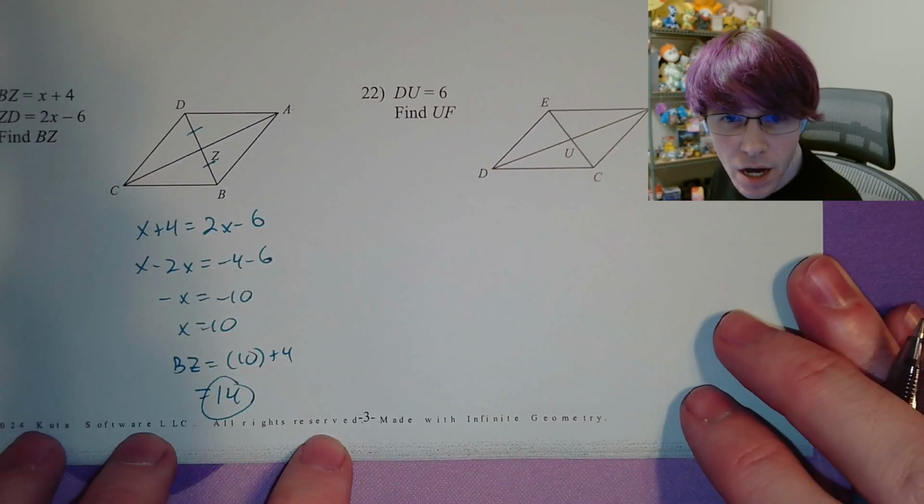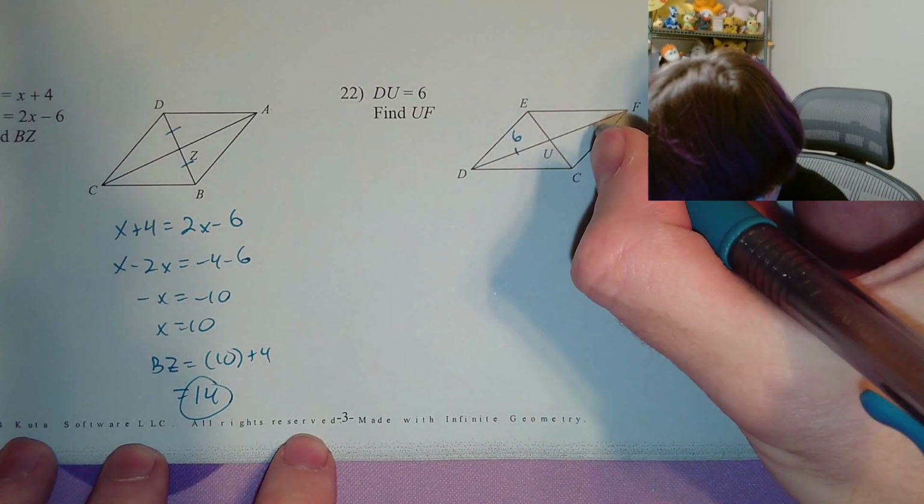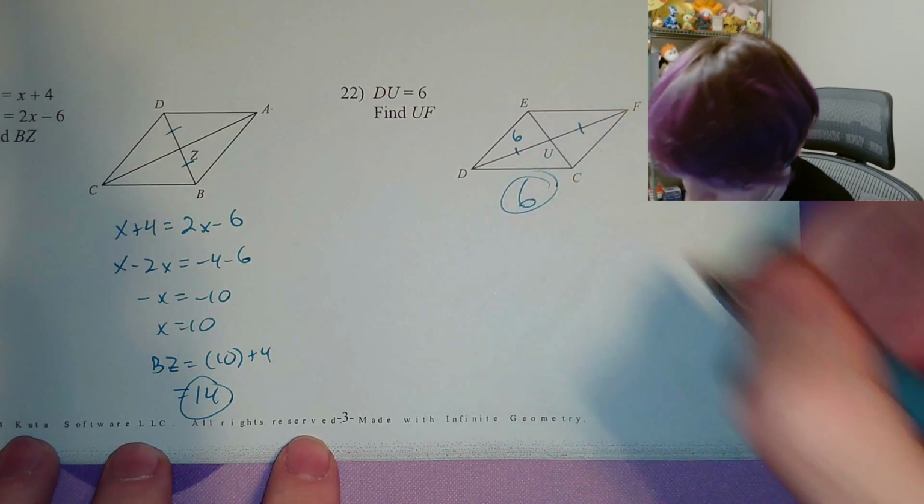And this one, I really don't know what happened on this one. It tells you that this length is 6, and then it asks you what this length is when it's the same length, so it's just 6.